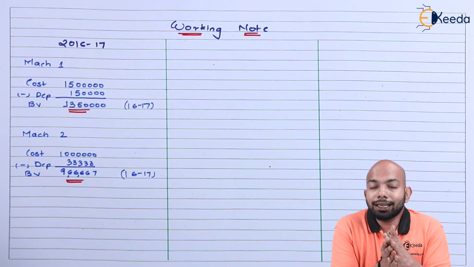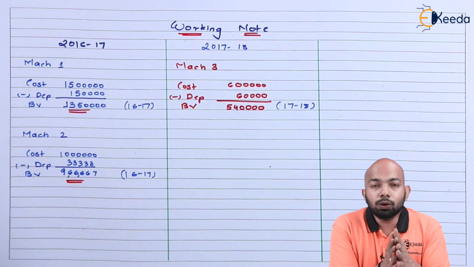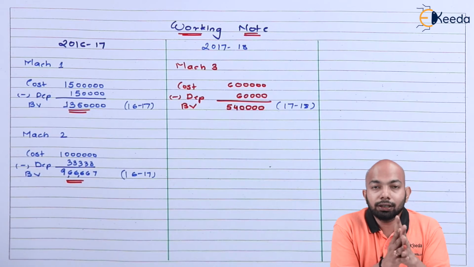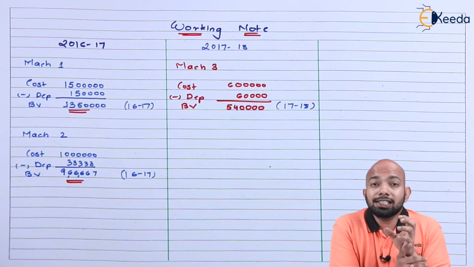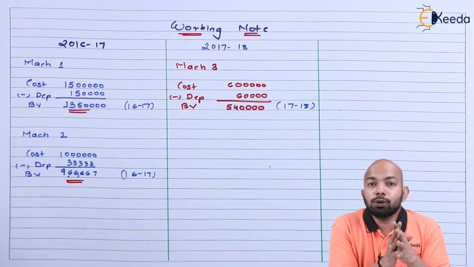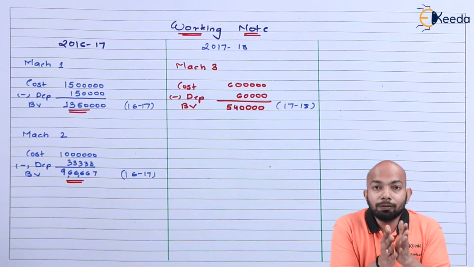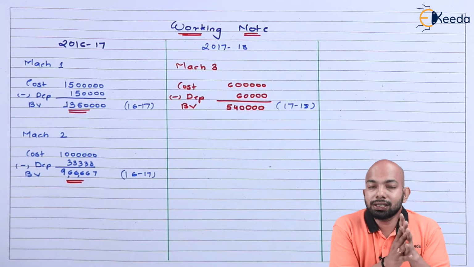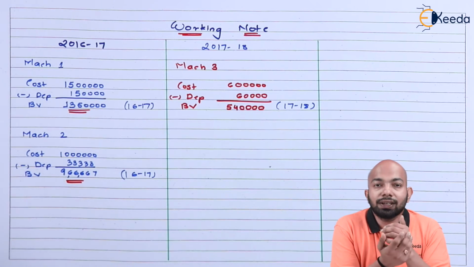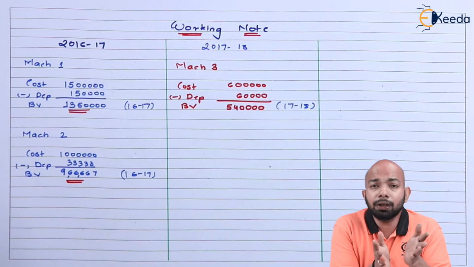Now we'll go with the next working, that is machine 2 working. For 2017-18 also we have a similar kind of working here. That means cost minus depreciation gives you the book value. In this case, 6 lakh was the cost of that asset. 10% depreciation at the rate of 12 months per annum gives you 60,000 depreciation for this specific asset, as this was purchased in April of 2017-18.